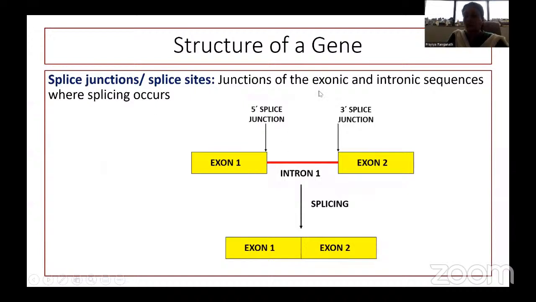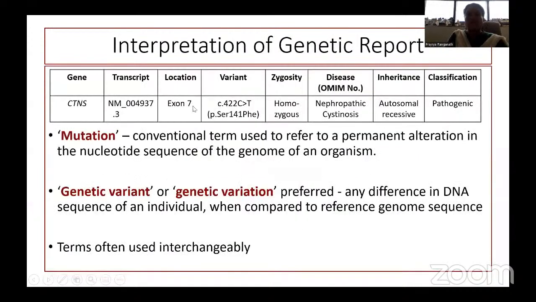Splicing is the process of removing the introns. The junctions of the exonic and the intronic sequences where splicing occurs are called splice junctions or the splice sites. So that was about the location. Now coming to the variant per se.